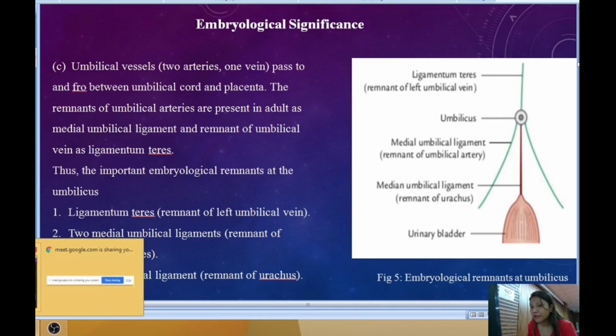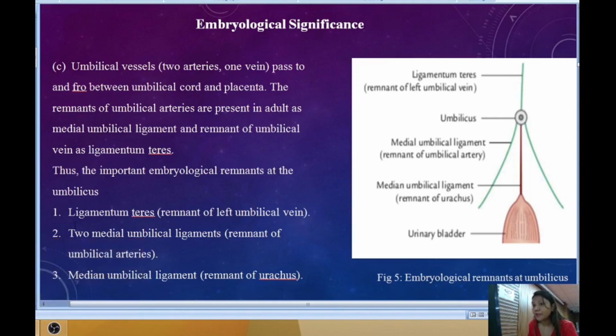So you can hear me, right? What are the embryological remnants? What is the remnant of the left umbilical vein? Ligamentum teres. What is the remnant of the umbilical arteries? Not median, it is medial. Medial umbilical ligament. What is the remnant of the urachus? Median umbilical ligament.